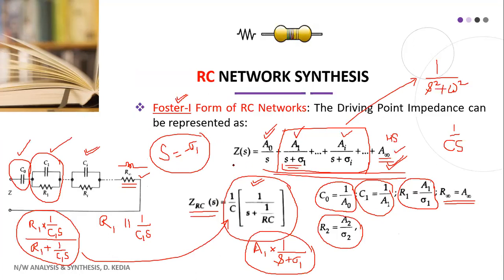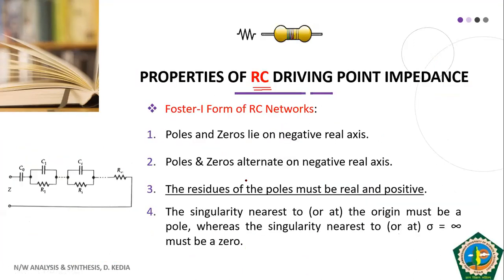That gives us the value of pole as minus sigma 1. I told you that this minus shows that your pole lies on the negative S plane, negative axis. So the first property is poles and zeros are lying on negative real axis. That is property number 1. Then the second property is that your poles and zeros will alternate on the negative real axis.